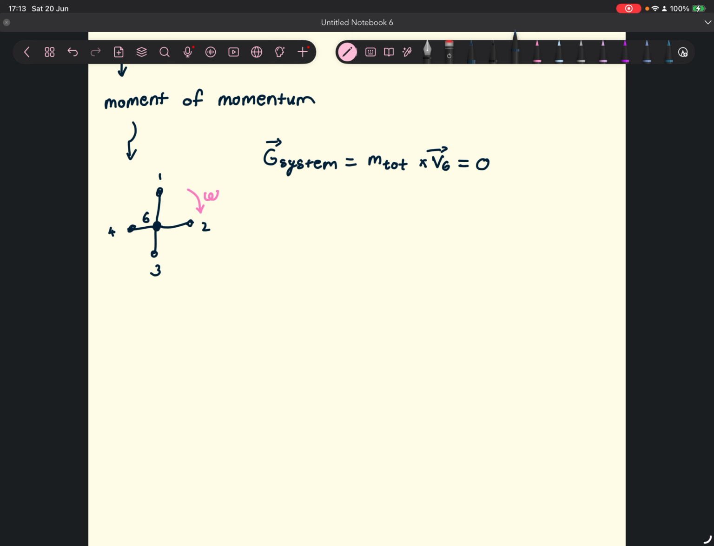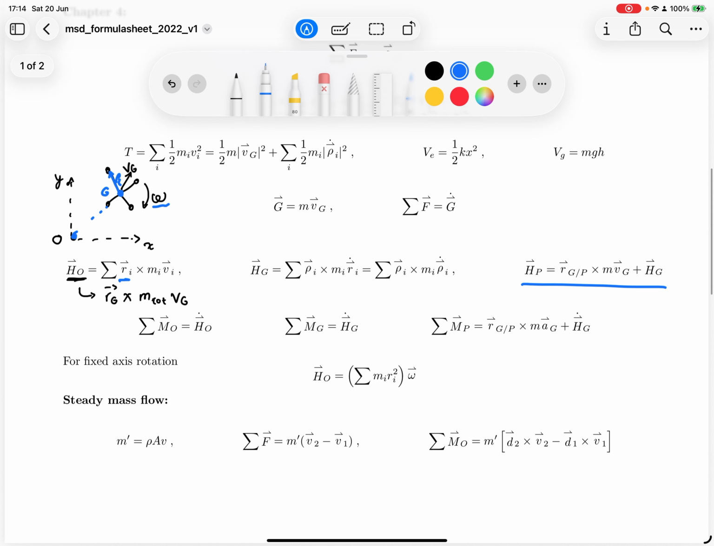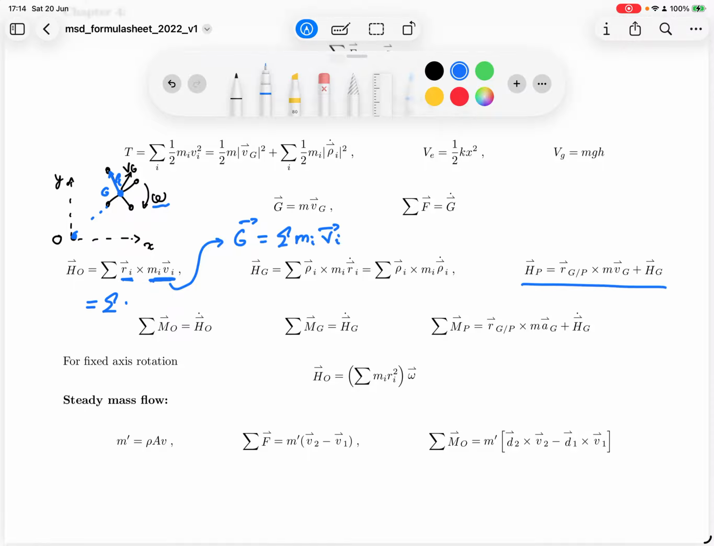So angular momentum can be thought of as the moment of momentum. You'll see with this equation over here, the equation for HO, which is the sum of Ri, your vector, crossed with Mi Vi. This Mi Vi, if you remember, is just equal to G. Remember we said G is equal to the sum of Mi Vi. Okay, cool. So this is literally the same as saying the sum of Ri crossed with G.